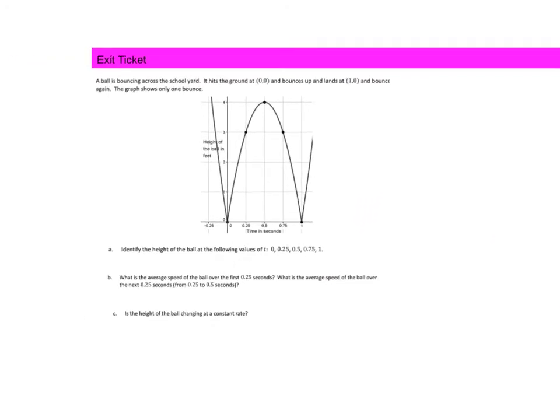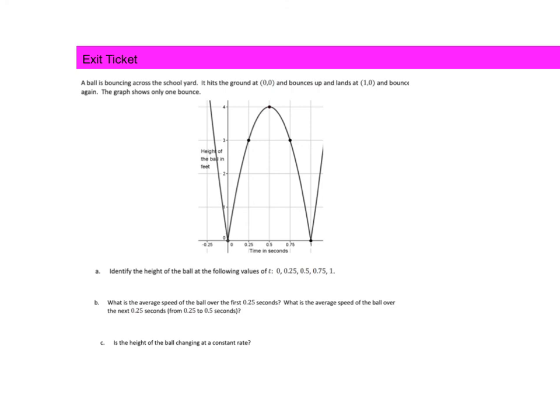For your exit ticket today, you'll see this function. It's not a straight line. It says a ball is bouncing across the schoolyard. That looks like a ball bouncing, like bounce, bounce, bounce. It says it hits the ground at 0, 0. You'll see that right here. And then it bounces up, and it lands at 1, 0. So it hits the ground again. The graph shows only one bounce. So it bounces, goes up, up, up, and then it hits the ground again.